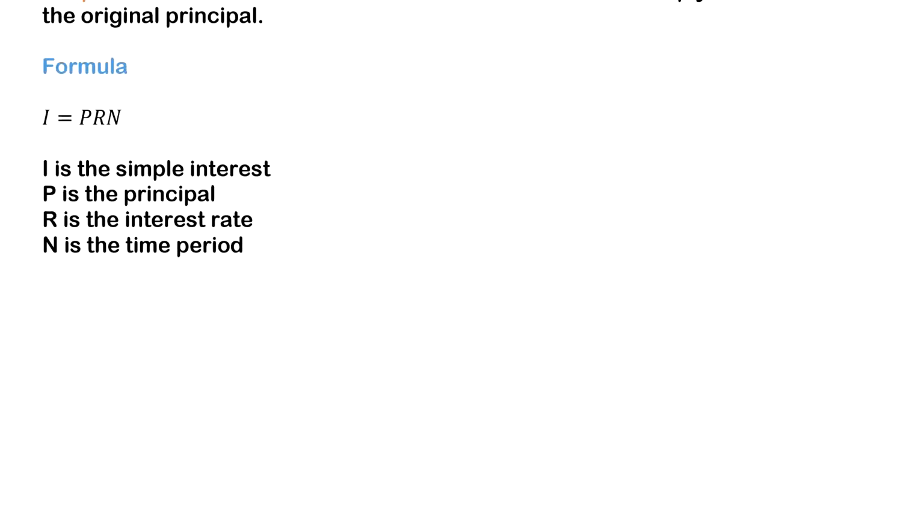There is a formula, and we say it's I equals PRN, where I is the simple interest, P is the principal, R is the interest rate, and N is the time period. You may come across questions that involve rearranging this formula, so I'm going to go through some of that now.